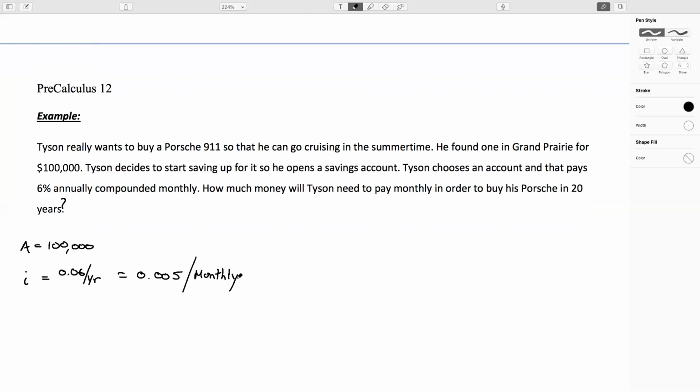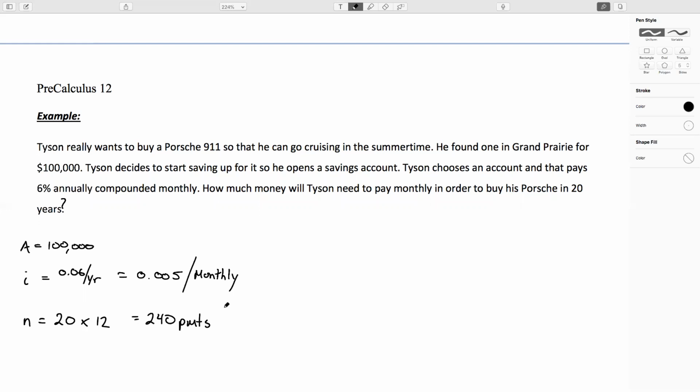He wants to buy his Porsche in 20 years' time. So in this case, N is going to be 20 years times 12 payments because he's paying once per month. So he's going to have 20 times 12, which is 240 payments. All right, so we can ballpark this. What's 100,000 divided by 240? He's going to be paying $416 if he has no interest. So we should expect our answer to be slightly lower than $416 because he's getting interest on his investment.